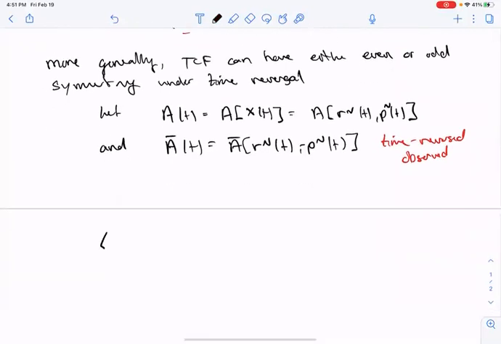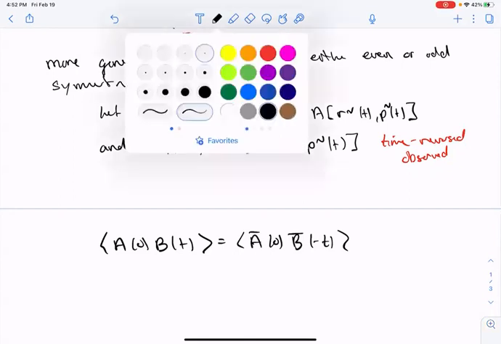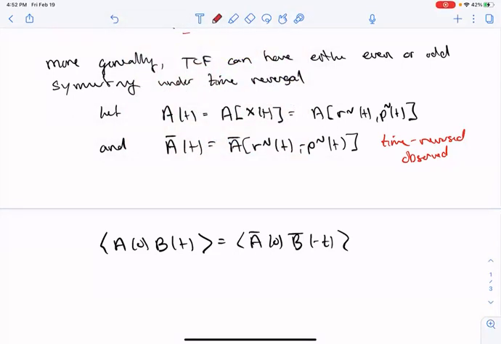Such that a correlation function A of 0, B at t is equal to A bar at 0, B bar of minus t. So I can move the observable B backwards in time by flipping around its momentum if it's dependent on momentum, or ask for the same quantity of positions just as they are.